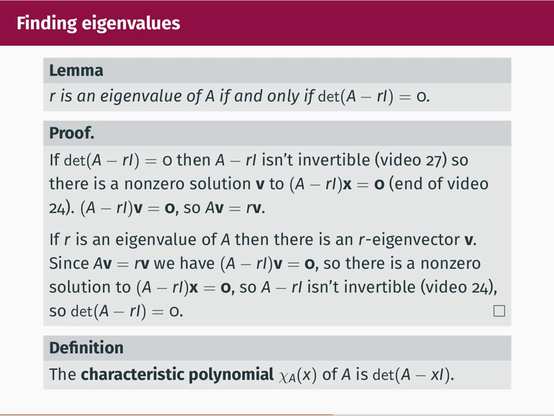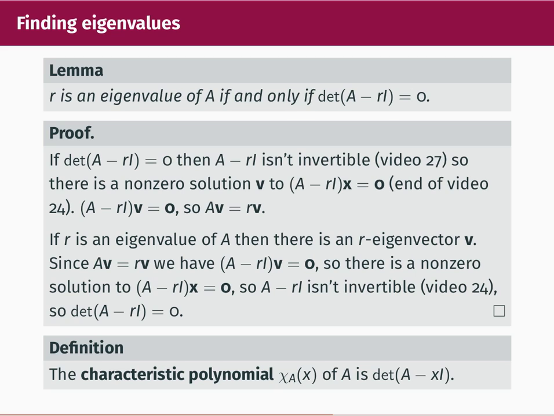Conversely, if R is an eigenvalue of A, that means there is an R eigenvector V. V is a non-zero vector such that AV is equal to R times V, so rearranging that like we did on the last slide, A minus R times the identity multiplied into V is 0. That's a non-zero solution to the matrix equation (A minus RI) times X is 0, so A minus RI is not invertible, again by the end of video 24. If it's not invertible, then again by video 27 its determinant is 0.